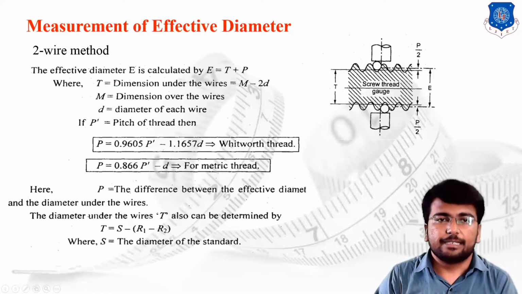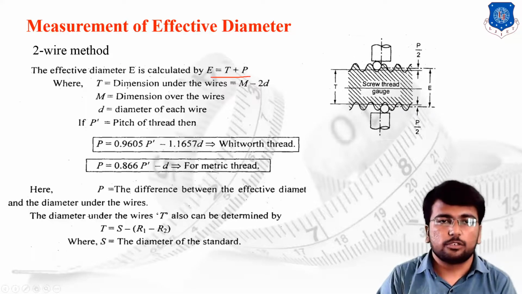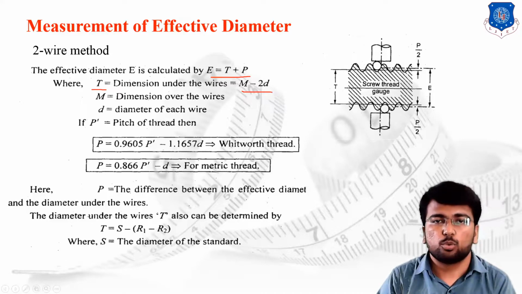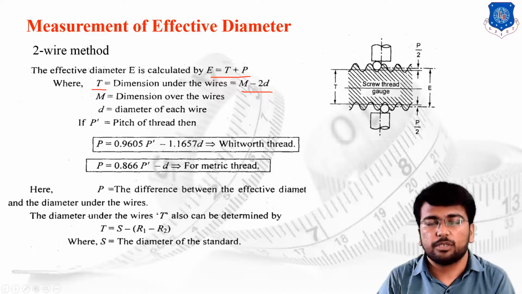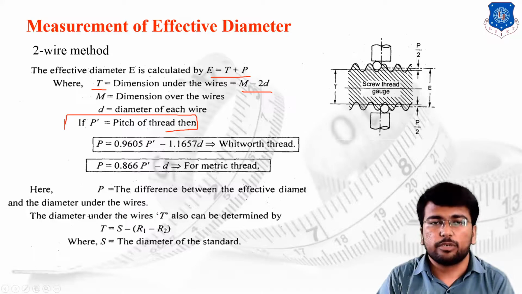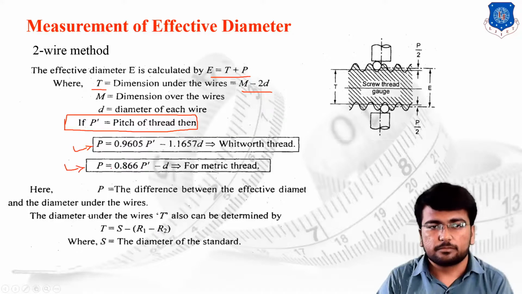You can write this as an effective diameter E, which can be calculated by E is equal to T plus P, that we have discussed. To find the value of T, I can measure it by using M minus 2d, where M is the dimension over the wires and d is the diameter of each wire. If P dash is the pitch of the thread, then you have to remember these 2 equations: the first equation for the Whitworth thread and the second equation for the metric thread.